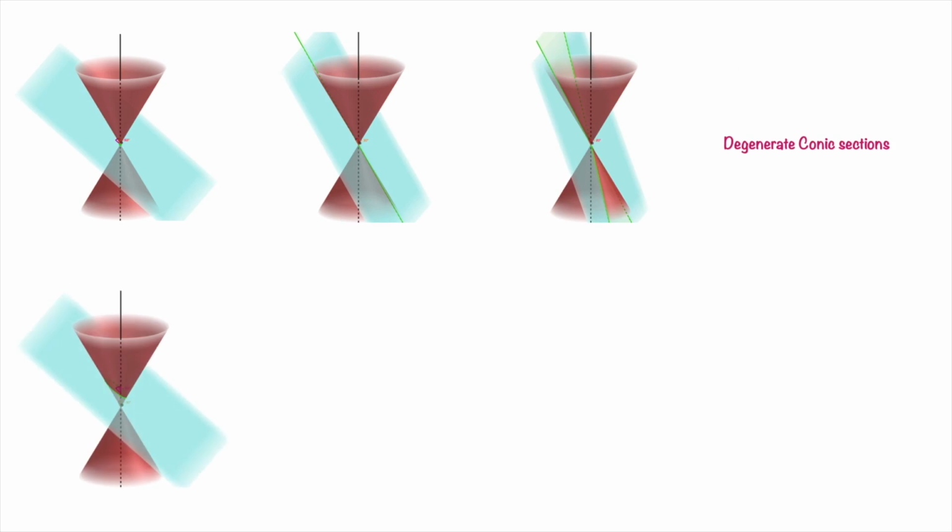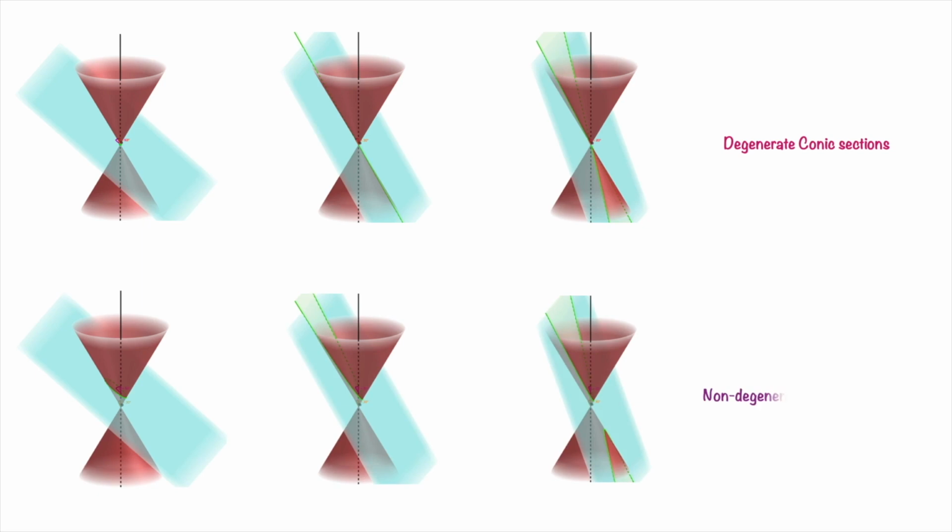Here, the point, straight line and pair of intersecting straight lines are called degenerate conic sections, whereas ellipse, parabola, hyperbola are called non-degenerate conic sections. You can think of a point as a degenerate case of an ellipse, a straight line as a degenerate case of a parabola, and a pair of intersecting straight lines as a degenerate case of a hyperbola.